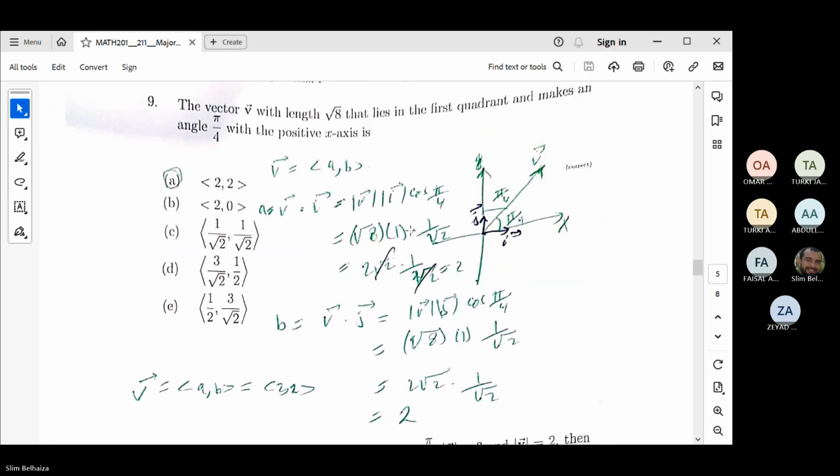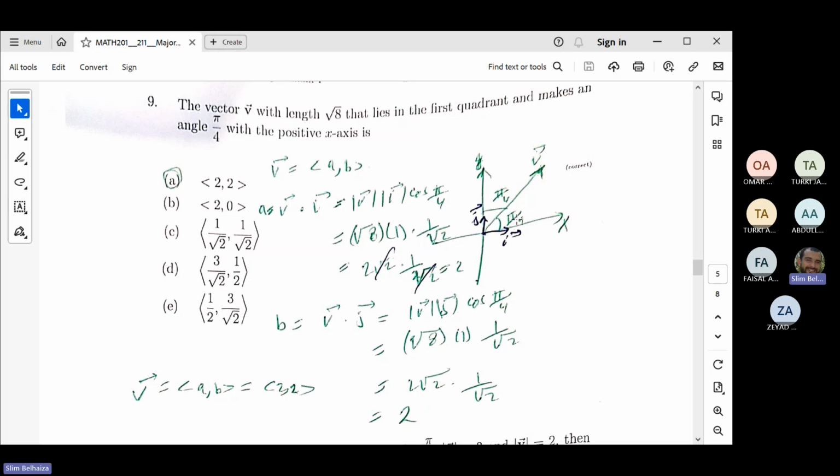Question 9. The vector v with length square root of 8 that lies in the first quadrant and makes an angle pi over 4 with the positive x-axis. It's easy. You can easily draw it. That's the angle pi over 4, kind of a polar sketch. Length square root of 8. So you need the magnitude of square root of 8. How can one construct this?